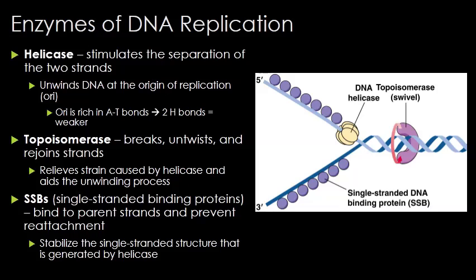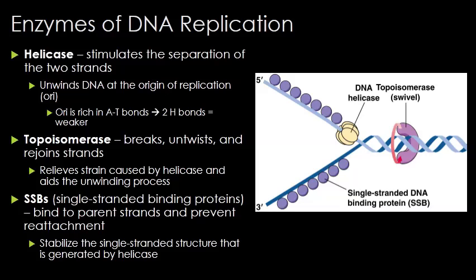And while there is an initiator protein that makes the initial opening for the replicon, it's not super important. So we're going to start with helicase. DNA helicase stimulates the separation of the 2 strands, and it's going to unwind the DNA at the origin of replication. Now that origin of replication is always going to be somewhere that's rich in adenine-thymine bonds, because they only make 2 hydrogen bonds and it's easier to break.